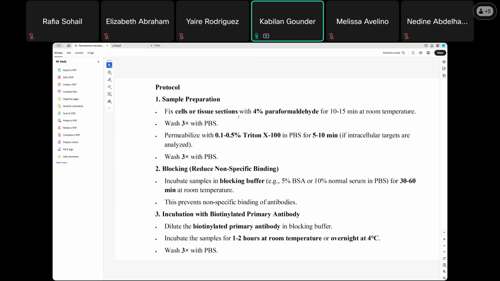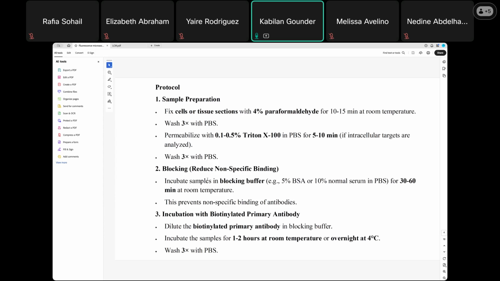So the sample preparation for both is as we discussed: 4% paraformaldehyde, then permeabilization, which helps you to infiltrate, using a detergent. Then blocking reduces non-specific binding. Incubate samples with the blocking buffer, which we already discussed is bovine serum albumin. Next is incubation with the biotin-related primary antibody.